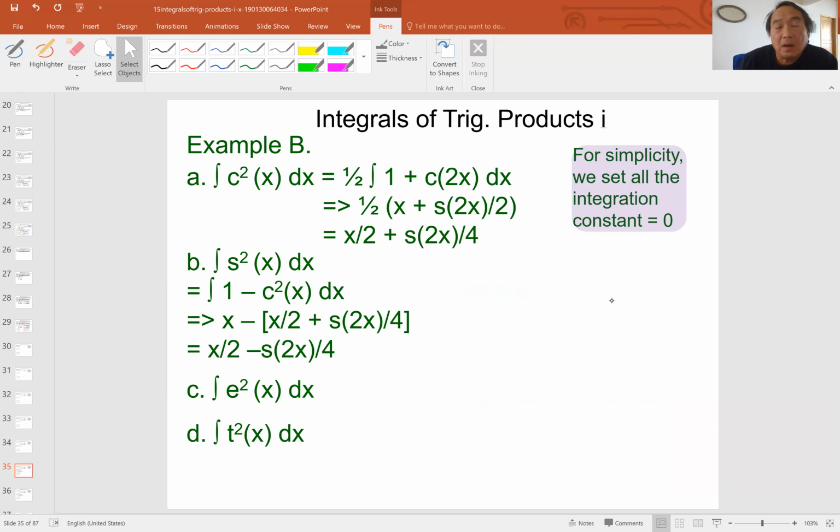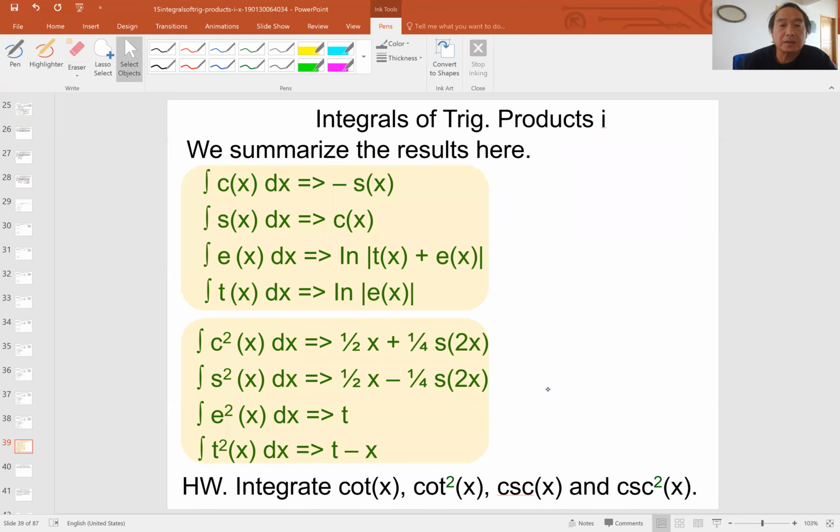The antiderivative of secant squared, that's tangent. For the antiderivative of tangent squared, here's another standard trick. We have an identity that can convert tangent squared into secant squared, which we can integrate. So if we convert it, that's going to be tangent minus x. So here is the summary of all the linear terms and the square terms.